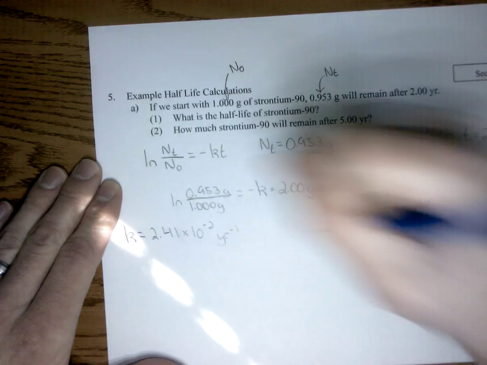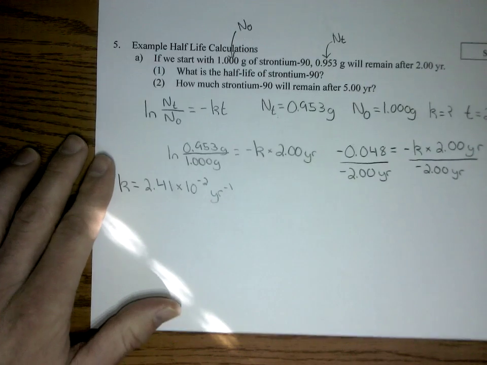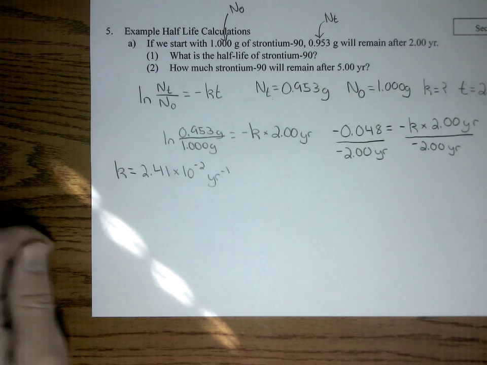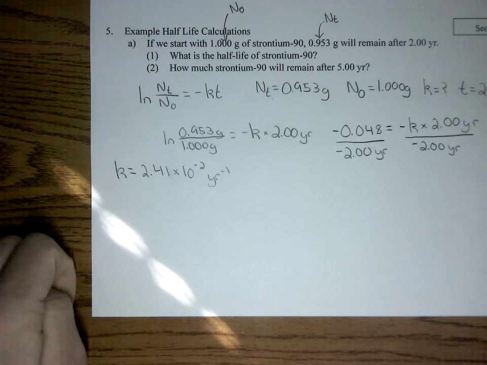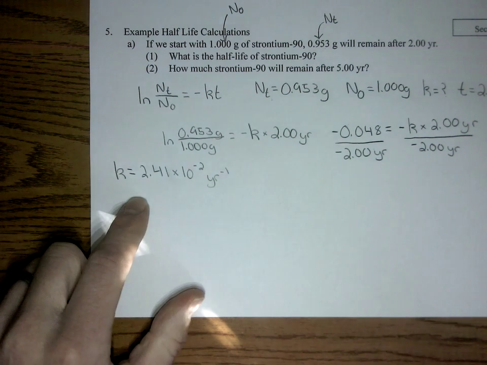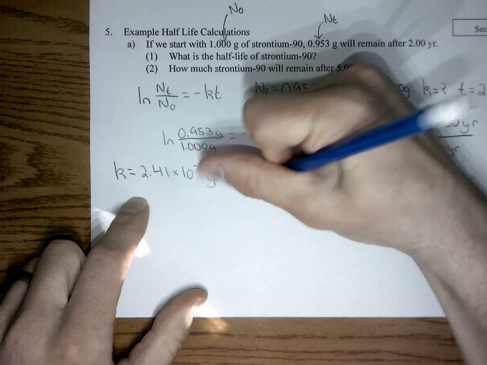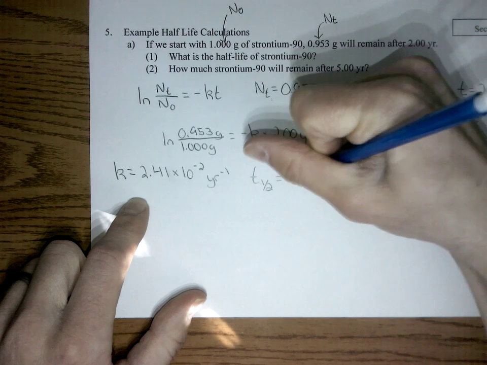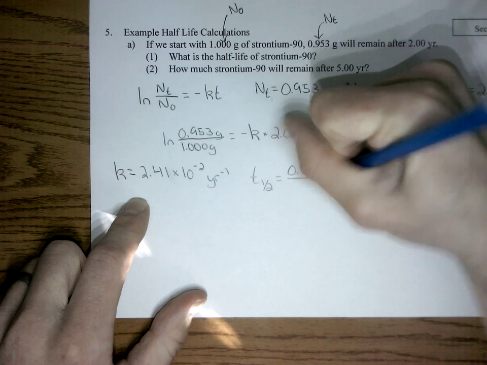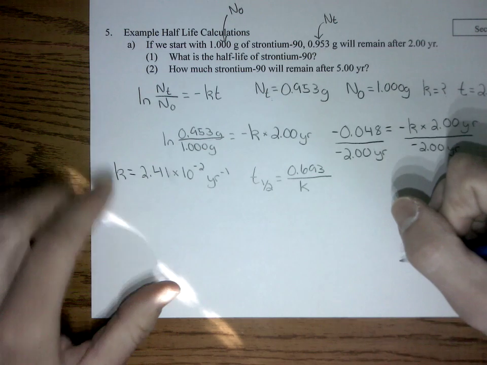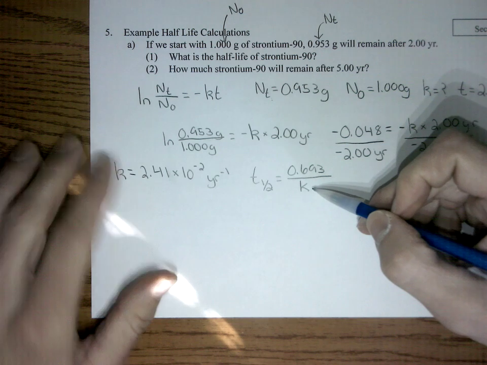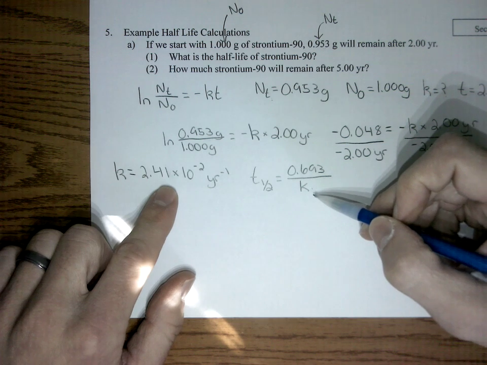And again, that's inverse years. Years is on bottom. I need to know, what is the half-life of strontium-90? And oh boy, all right, so I just found K. Well, if you remember back in your notes, the half-life is equal to 0.693 divided by K, all right? So all I need to do is substitute K with the value of K that we've just found.